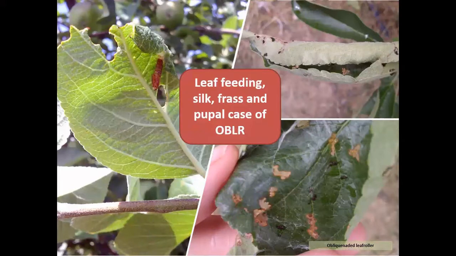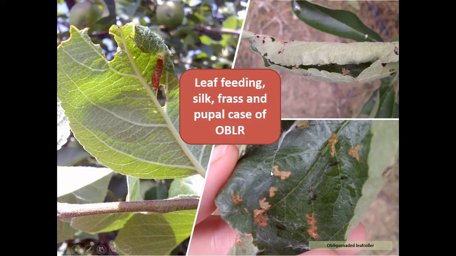In terms of damage by oblique-banded leafroller, this is the typical appearance of what we'll see. True to their name, the caterpillars roll within leaves, forming these nice loose curls. Oftentimes there will be webbing. You can see some evidence of the silk webbing holding that leaf in a roll. There's also oftentimes frass, as there's active feeding within that leaf. This is just insect excrement.